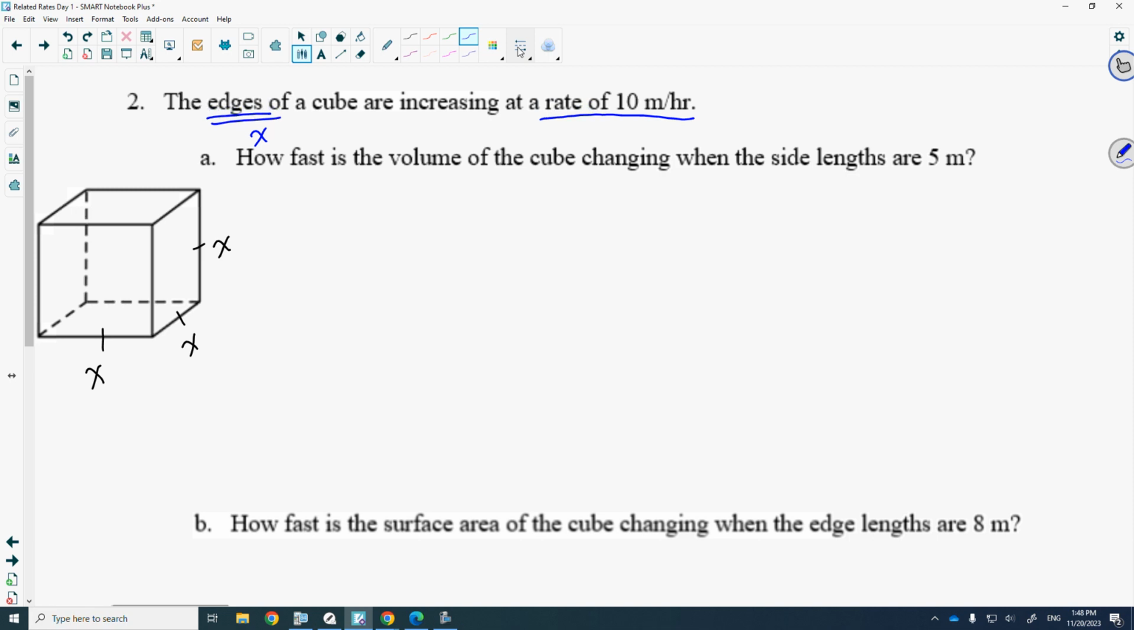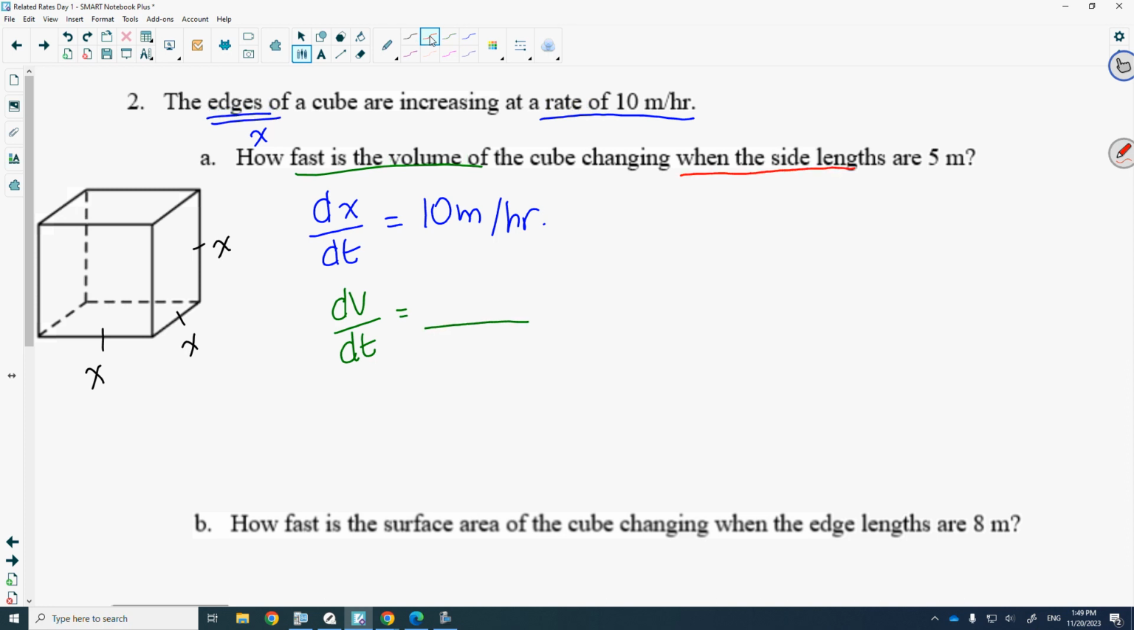So how you write that is dx over dt. This is how we write this as a rate. The rate at which x is changing with respect to time is equal to 10 meters per hour. How fast is the volume changing? So the rate that they want is the volume, so they want dV over dt. How fast is the volume changing? This is what we're looking for. And we're looking for this rate when the side lengths are 5 meters. So I write when x is equal to 5.